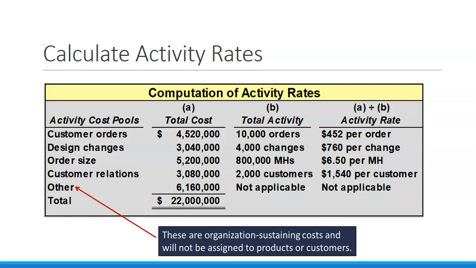The other costs are organization sustaining costs and do not get assigned to products or customers. Similar to our segment analysis in Chapter 6, these would be considered common costs that are around all things and wouldn't be individually assigned to things. In the next video, we will look at assigning these activity rates to customers and products.